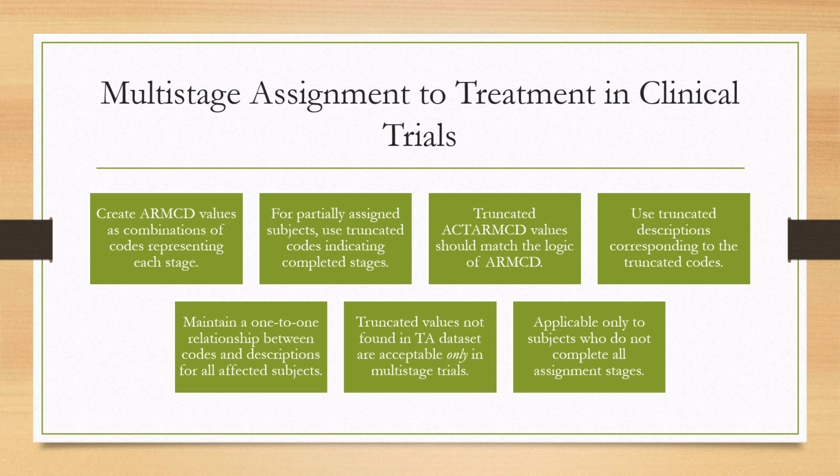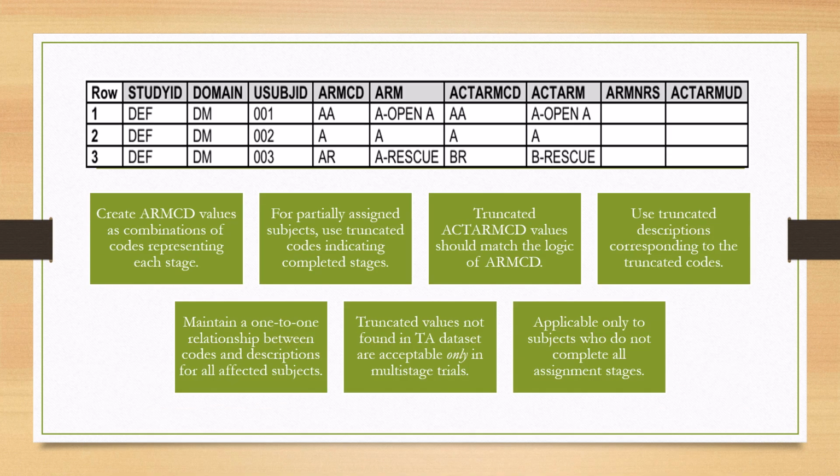Another important thing to note here is that the truncated values are not found in the TA domain, but they are acceptable only in multi-stage trials. And these are applicable only to subjects who do not complete all the assignment stages. Let's understand this with an example of data. Right now, I am showing you data of 3 subjects.